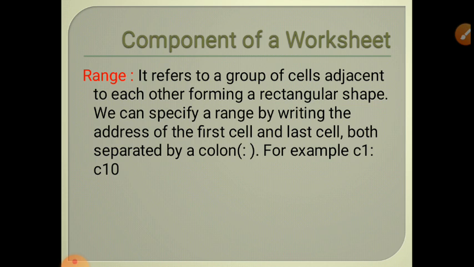Now, range of cells. It refers to a group of adjacent cells forming a rectangular shape. If we select a number of cells in a worksheet as a reference, it is called a range. We can specify the range by writing the address of the first cell to the last cell, both separated by a colon. Example: C1:C10.